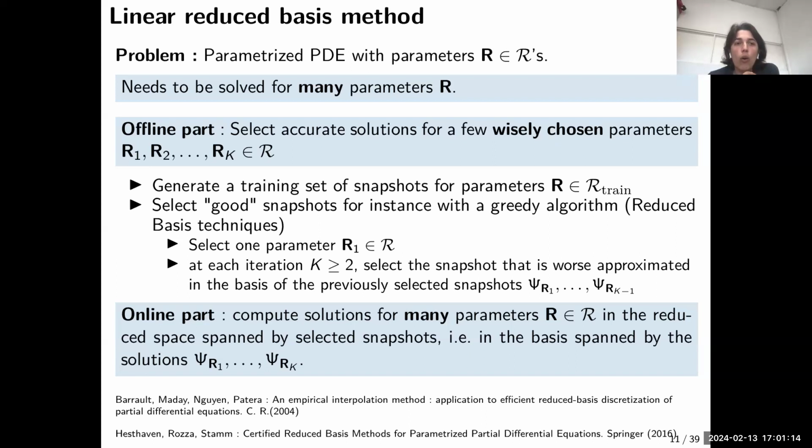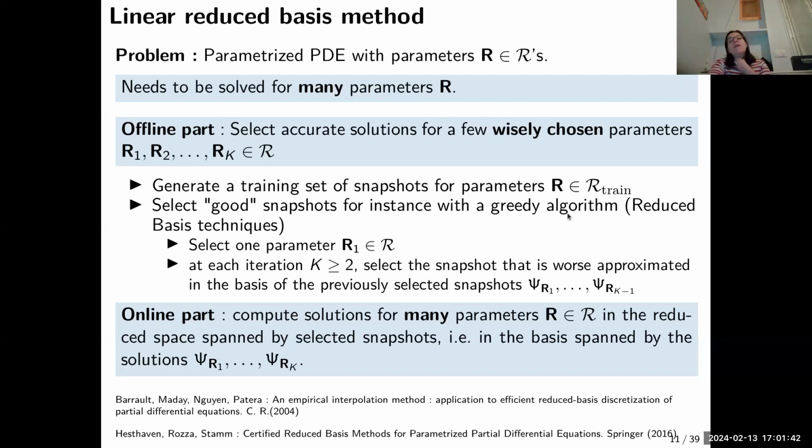Page 11, yes. In the offline part, you say that you need to just choose your full solutions for wisely chosen parameters. Could you explain a little bit what the criteria is for wisely chosen parameters? I mean, what could happen in the worst case if you pick the wrong snapshots?